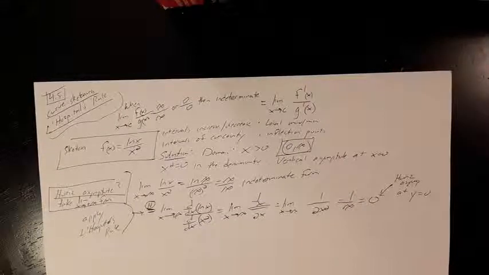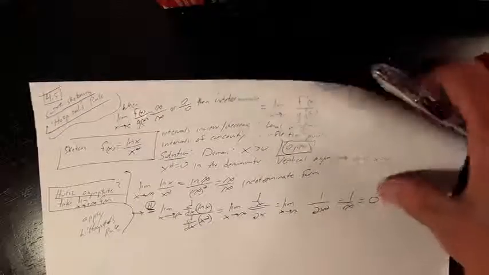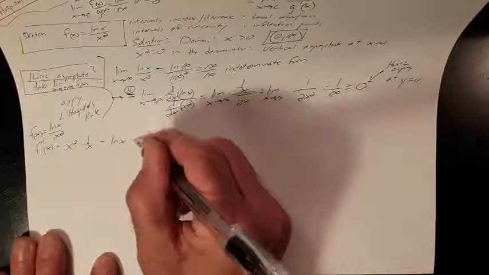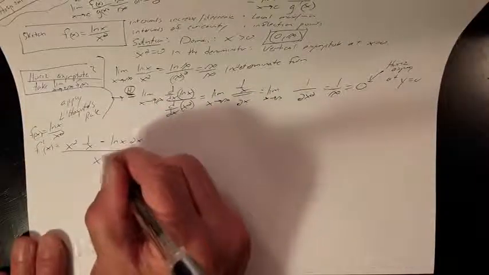So now it's time to take the first derivative. My function here is ln of x over x squared. So f prime is low d high minus high d low, over the square of the bottom.